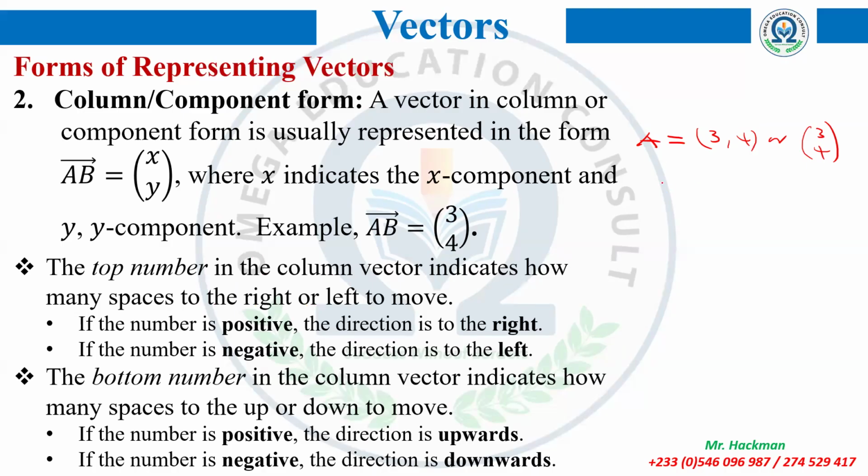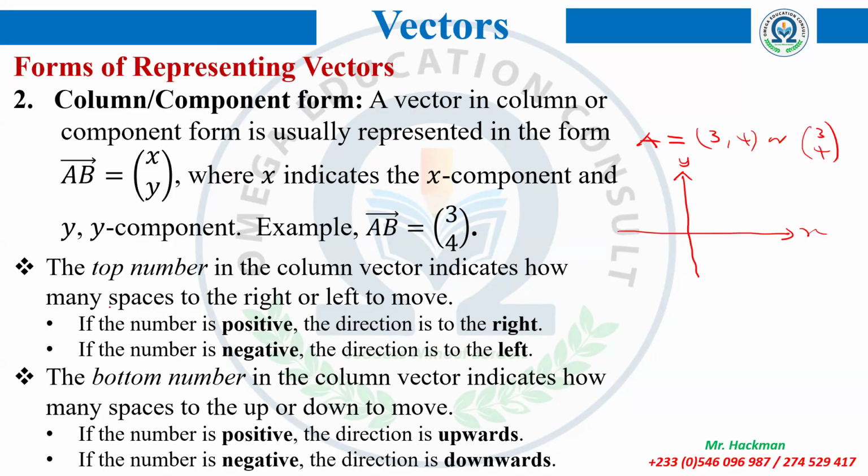So assuming I'm looking at this vector, 3, 4, let me draw my Cartesian plane, because we are talking about x and y. You can see x component, y component. So this will be my x axis, y axis. That will tell me where to go.